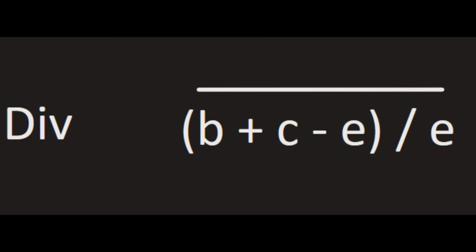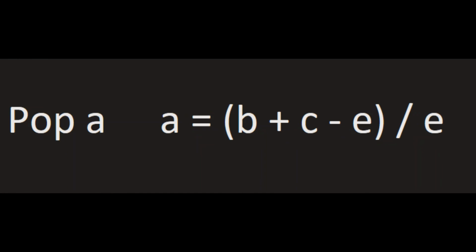We're going to divide B plus C minus E with E on the top. E goes to the bottom and becomes first. We have our equation B plus C minus E divided by E. Now the last thing we need is A, which equals our problem. The last thing is to pop the A, so we're going to pop it out of the stack with the assigned variable, and we'll have our final answer, A equals B plus C minus E divided by E.